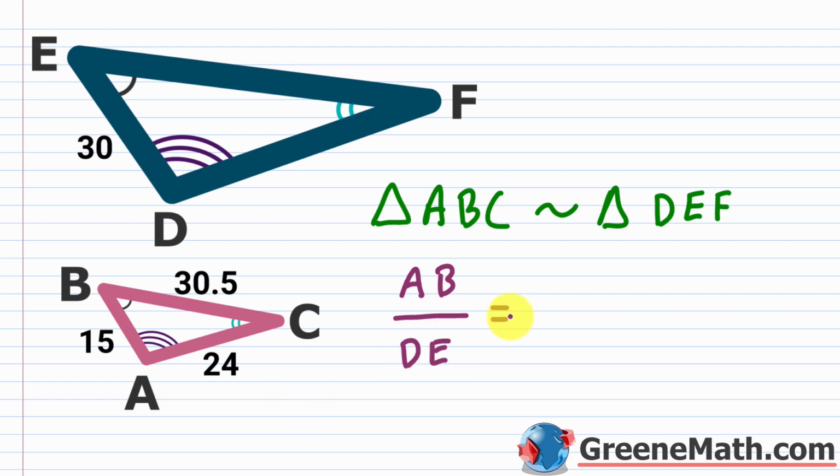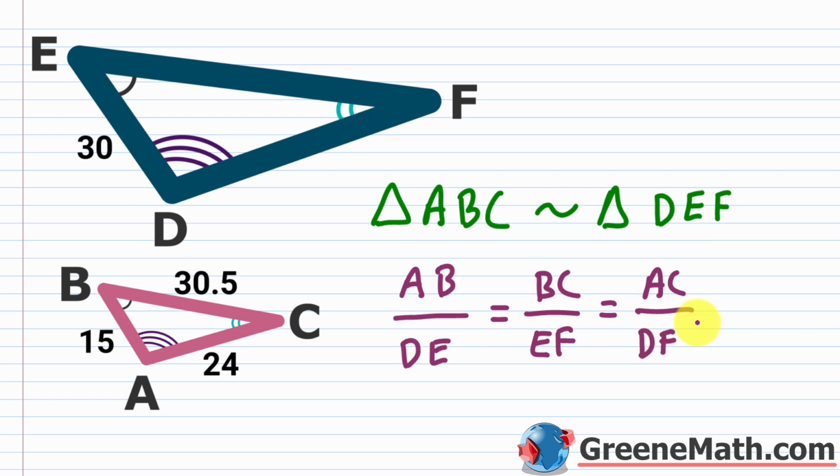I'm going to say that's equal to the ratio of the length of the side BC to the length of the side EF. So let me write that in there. And again, we know that BC and EF are corresponding sides. And I'll also say this is equal to the ratio of the length of the side AC, so that's going to be right here, to the length of the side DF. So DF is going to be right there.